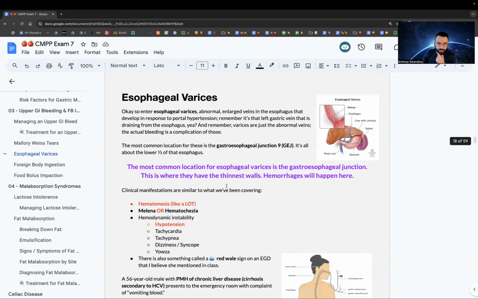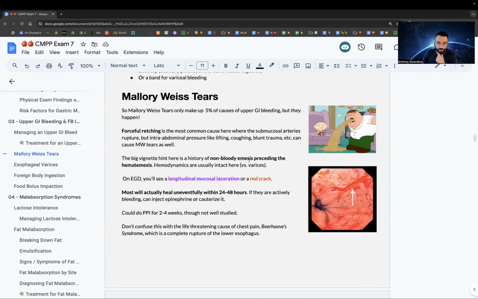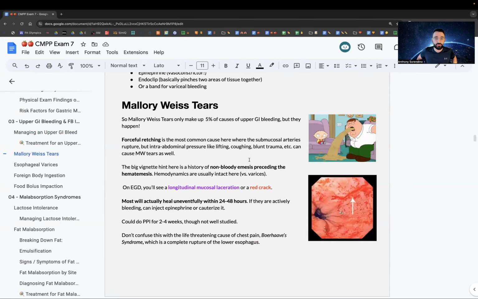Okay, so let's talk about Mallory-Weiss tears. These only make up 5% of causes of upper GI bleeding, but they happen. Big thing on the vignette here is going to be forceful retching, where you vomit, it's fine, you vomit, it's fine, and then you vomit and suddenly there's blood. So the big vignette hint here is non-bloody emesis preceding the hematemesis. I know I'm saying that wrong. Hemodynamics are usually intact here versus something like varices.